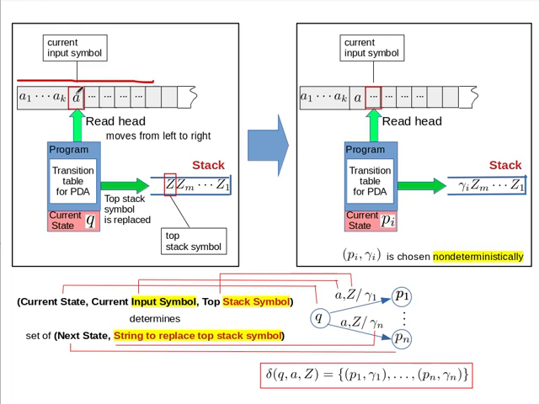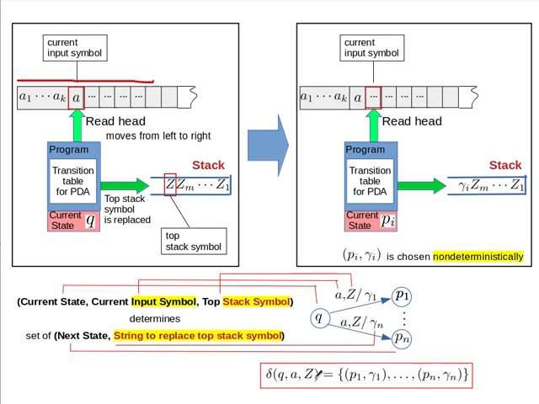This is the current input symbol. Your read head is here, and this is your top stack symbol. Again, while processing this, you have already done something to your stack, so you have multiple stack symbols in your stack, and this is the top stack symbol, and you have some state as your current state.